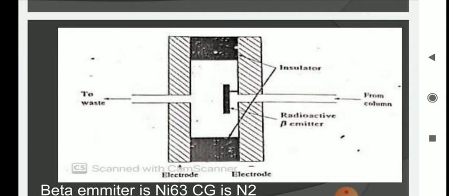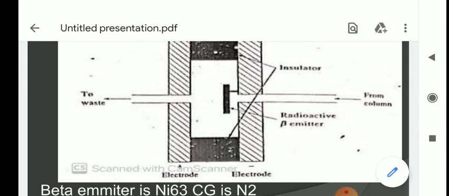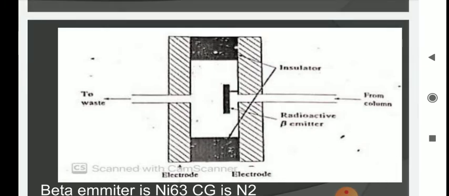On the right side, you can see that you have an inlet from the column. Whatever comes out from the column comes into the chamber, and initially it will be the carrier gas, which can be either nitrogen or helium. The beta particles will be emitted by the beta emitter, and they will ionize the carrier gas. When the carrier gas is ionized, you will get positive ions and electrons.